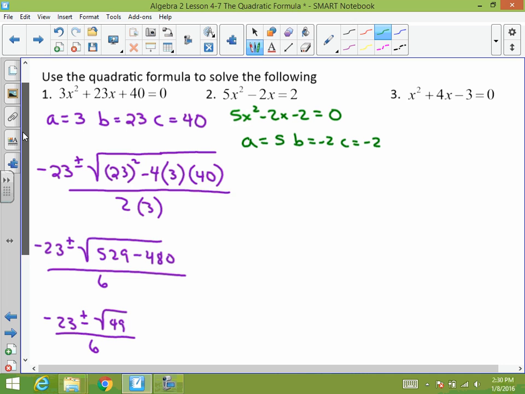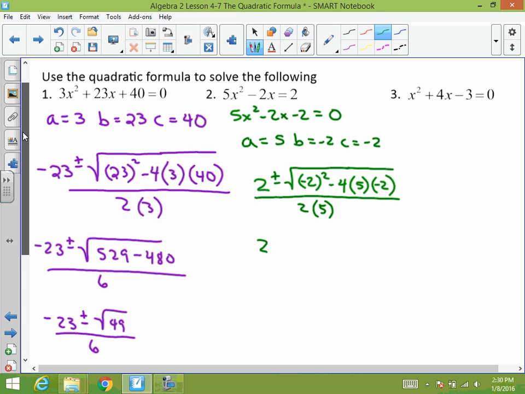So negative B, negative negative 2, is 2, plus or minus the square root of B squared, negative 2 quantity squared, minus 4 times A times C, all divided by 2A. So 2 plus or minus the square root of 4 plus 40, because you're going to have a negative and a negative, which is going to be a positive. 4 times 5 is 20, 20 times 2 is 40, all over 10. So 2 plus or minus the square root of 44, all over 10.